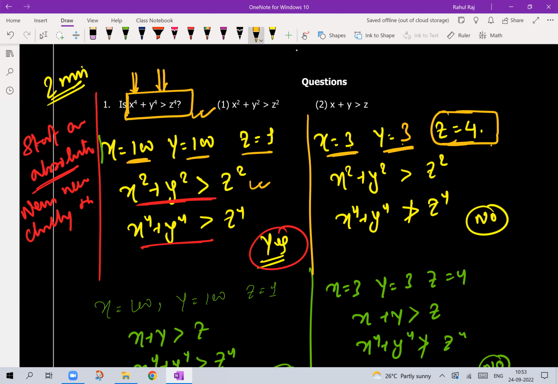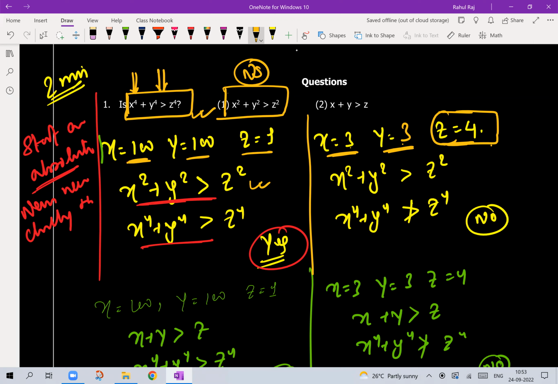My job was pretty simple. I have to create a yes and no situation. I know that option number 1 says even powers cannot be predicted. So option number 1 is not sufficient for sure, because we have read in class that even powers cannot be predicted. But all I'm trying to say is, when you solve a problem at home, do not simply say even powers are not predicted and not sufficient.